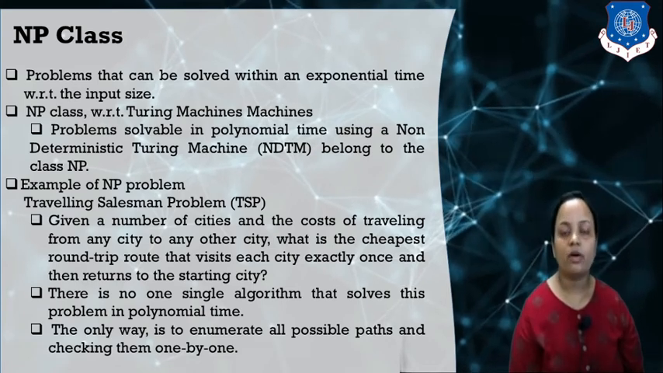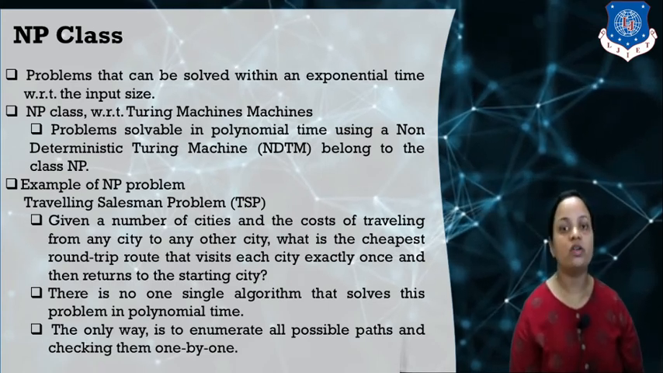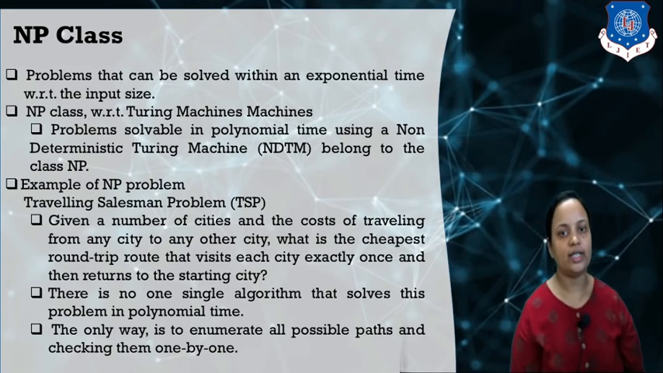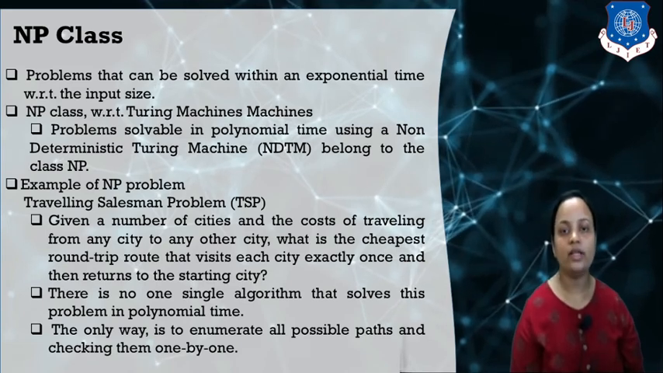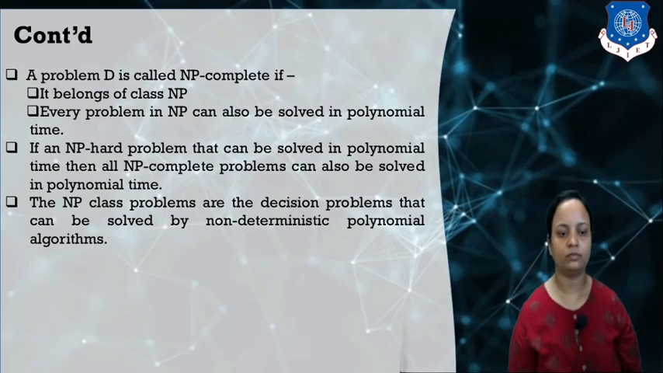So given a number of cities and the cost of traveling from any city to any other city, what is the cheapest round trip route that visits each and every city exactly once and then returns to the starting city? There is no one algorithm which solves this problem in polynomial time. The only way to solve this problem is to consider the number of possible paths and check them one by one.